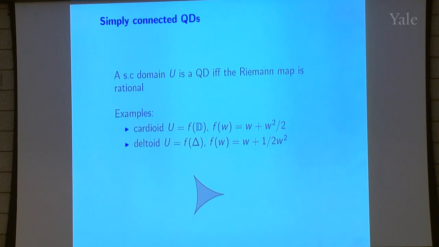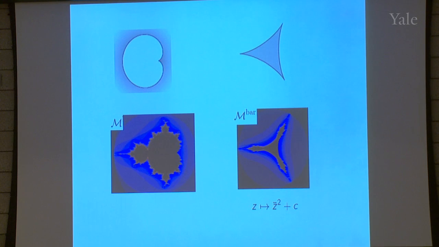And below is the picture of the deltoid. This will be the main heroes of the talk. So the cardioid appears as a prominent feature in the Mandelbrot set, whereas the deltoid plays a similar role in the Mandelbar set, so the locus of structural instability of the dynamic z bar squared plus c.